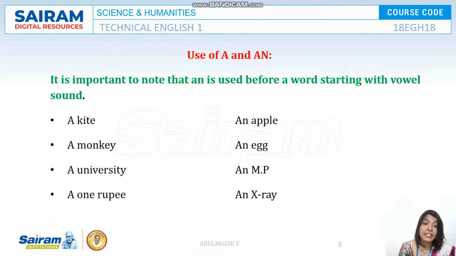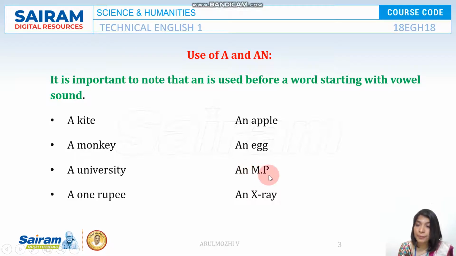Here again I want you to note: why a again? Because the o here does not take a vowel sound. It takes only a consonant sound, wa, as in which, when, went. So as it takes a consonant sound, it takes a. And here, an apple, an egg.